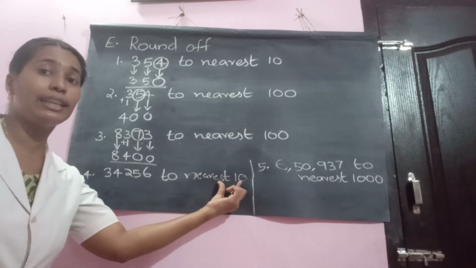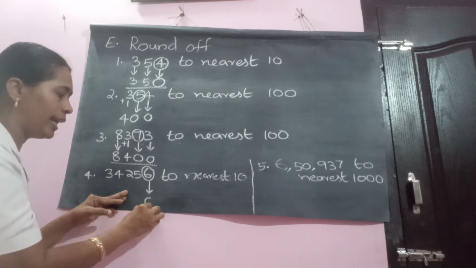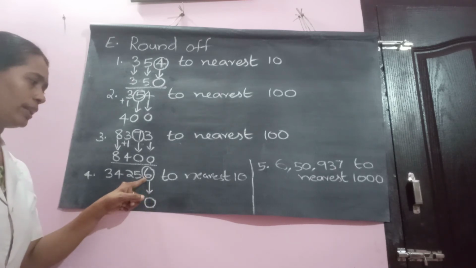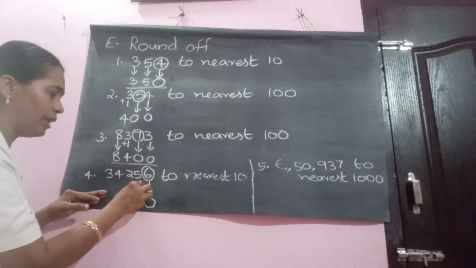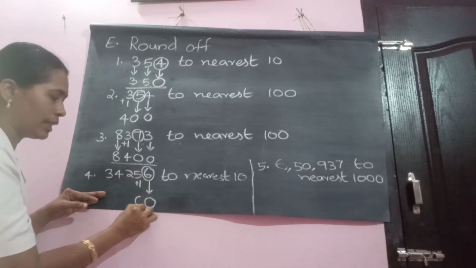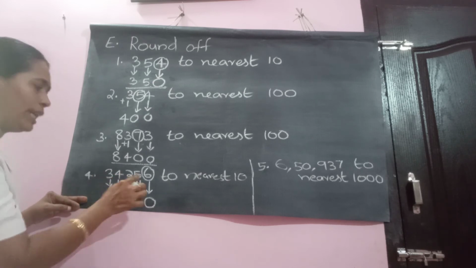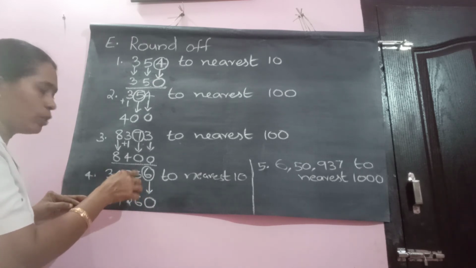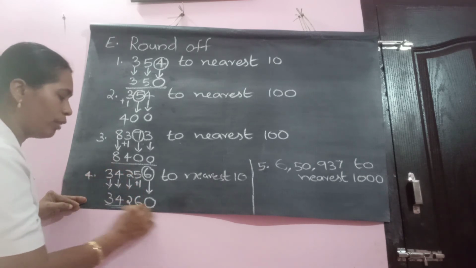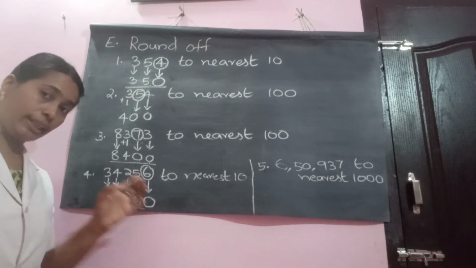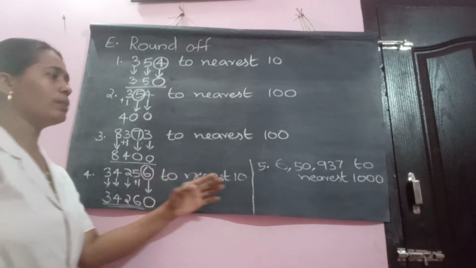Let us move to the fourth question. 34,256 to the nearest 10. Nearest 10 means you have to circle your ones digit. Replace it by 0. Now look at this. Is it greater than 5? Yes, it is greater than 5. So you add 1 to the previous digit. That is, 5 becomes 6. The remaining digits do not change. You bring them down. The only change goes to this 5. So 5 becomes 5 plus 1, 6. Remaining digits are 2, 4 and 3. So 34,260 is the nearest 10 to 34,256.